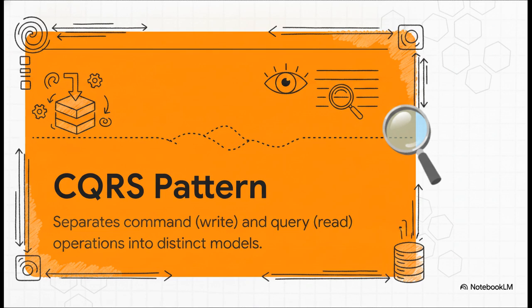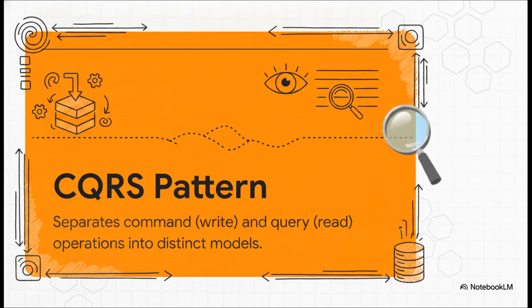A massive lifesaver here is the CQRS pattern, which stands for Command Query Responsibility Segregation. The core idea is separating your command operations, meaning the stuff that writes data, from your query operations, the stuff that reads data. You put them into entirely distinct models with separate databases.